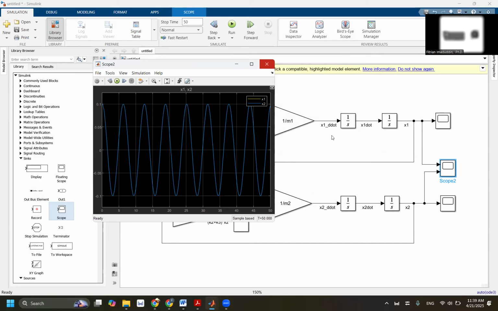If x1 is moving to the left 1 centimeter, at the same time x2 is moving like this. So that's why you cannot see the difference. Both are moving exactly in the same synchronized motion. This is natural mode. This is purely the first mode.